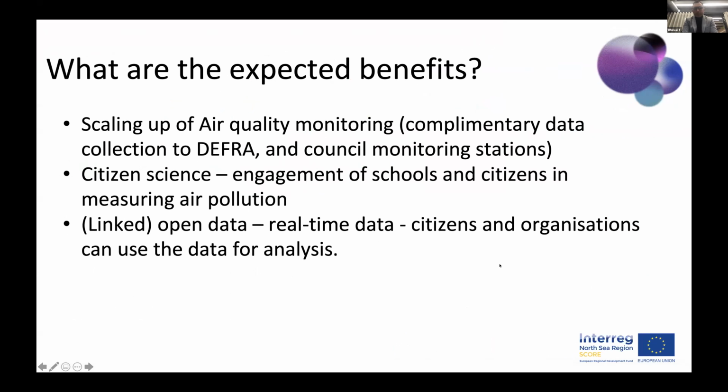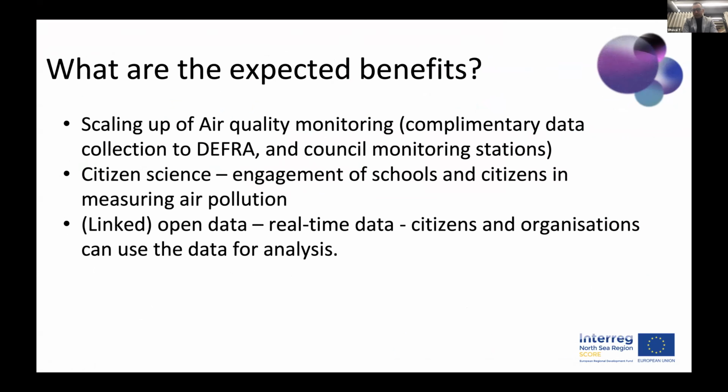Okay, so what are the expected benefits? It allows councils to scale up air quality monitoring. It provides complementary data collection. In the UK, DEFRA collects the air quality data, but also council monitoring stations. It's also about citizen science. You are engaging schools and citizens in measuring air pollution.